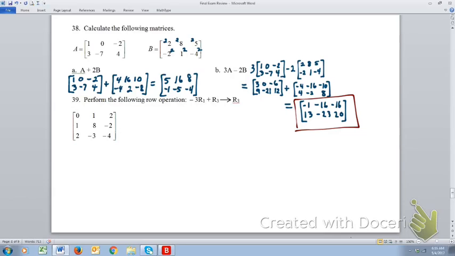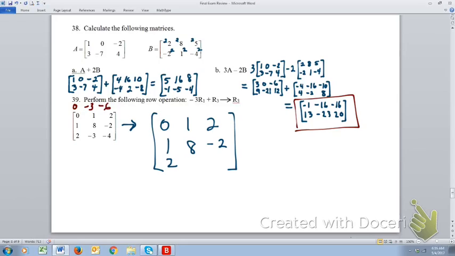Let's look at 39. So on 39, we've got to multiply row 1 by negative 3 and add that to row 3. And that's going to become our new row 3. So let's go ahead and do that. So rows 1 and 2 don't change. So I'm going to write those in. So now let's multiply negative 3 times each entry in row 1. And we're going to go ahead and add those values to row 3.